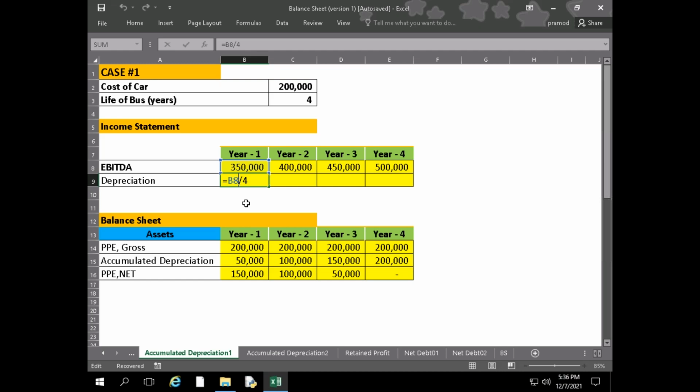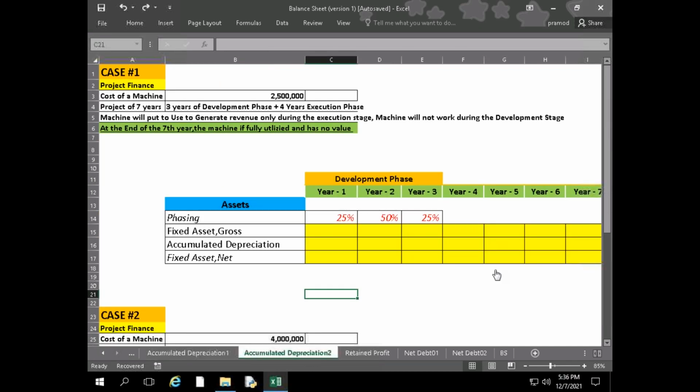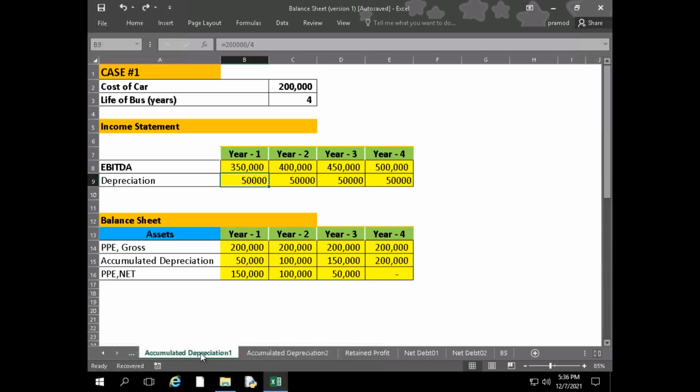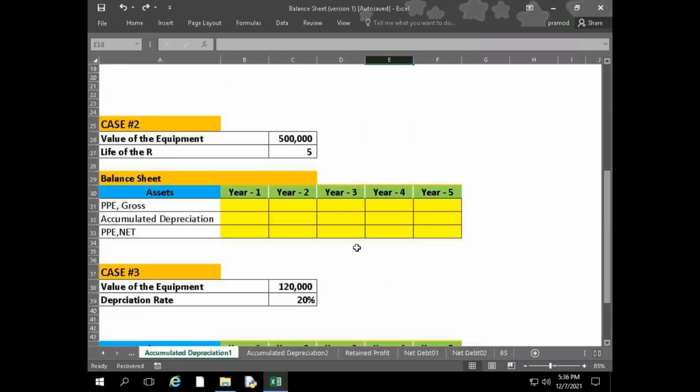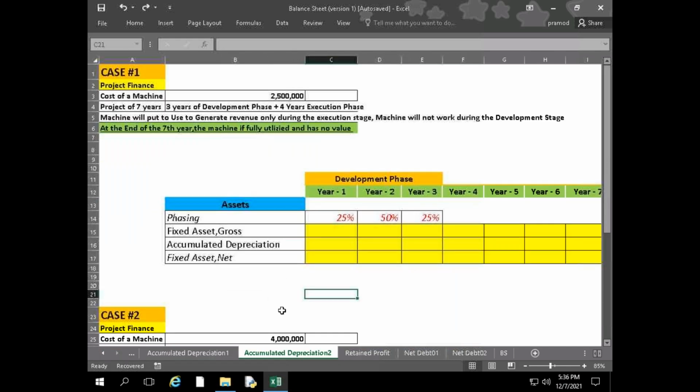Okay, you're asking me about case one of the accumulated. So here, everyone has done this accumulated depreciation one. Understood? Any doubts? Okay. So now we do this accumulated depreciation two, case one.